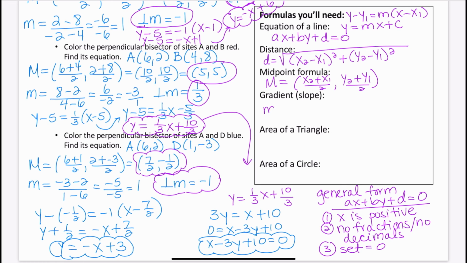The gradient does matter, okay? So it's y2 minus y1 over x2 minus x1. It's the difference of the y's over the difference of the x's. You could say y1 minus y2, but then you would have to be consistent over x1 minus x2. But it's definitely the changes of the y's over the changes of the x's. Area of a triangle, just in case you've forgotten, is 1/2 base times height, and the area of a circle is pi radius squared.